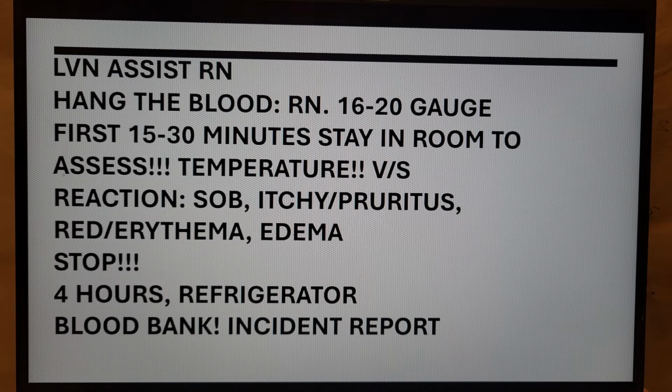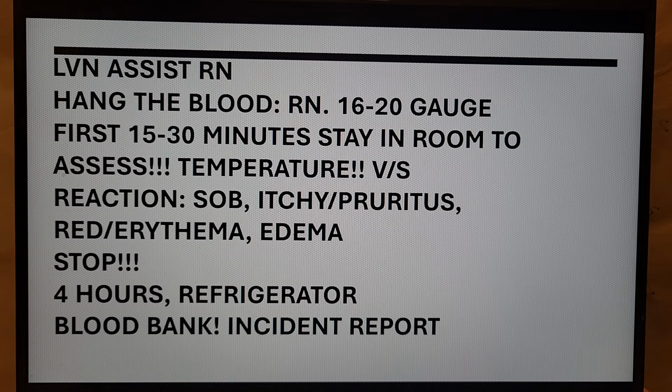So hanging the blood has to be RN. We will use the big needle, 16 to 20 gauge, right? The smaller the number, actually the bigger the needle. Why? So the RBC will not be damaged, right?